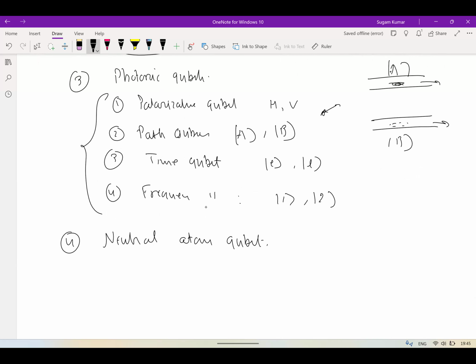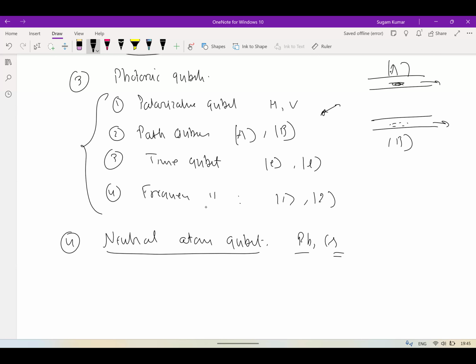So in the neutral atom qubits, it means you can trap neutral atoms also. For example, rubidium and cesium, these are the most studied atoms. So you use the magnetic moment of these atoms to trap. Okay. But once they're trapped, their energy levels can be used.